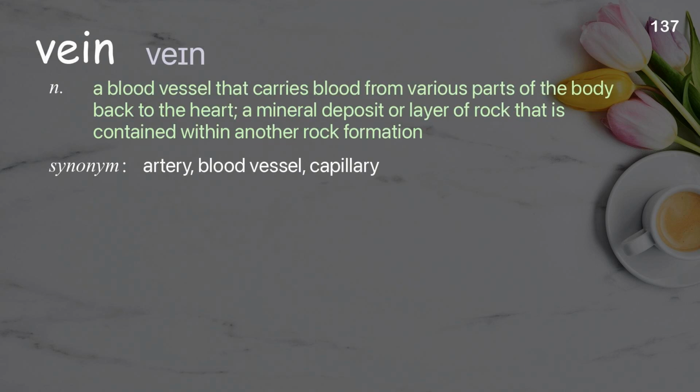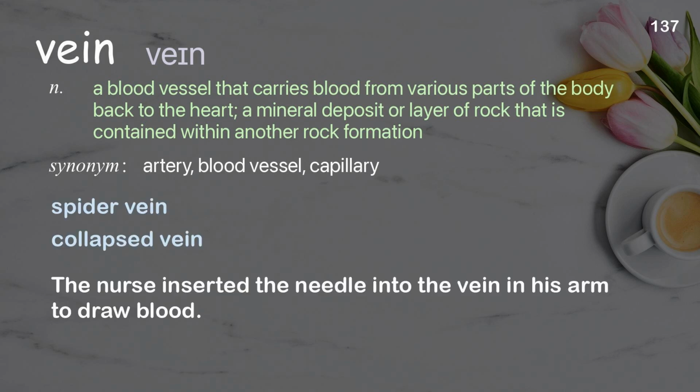Vein. A blood vessel that carries blood from various parts of the body back to the heart, a mineral deposit or layer of rock that is contained within another rock formation. Examples: Spider vein. Collapsed vein. The nurse inserted the needle into the vein in his arm to draw blood.